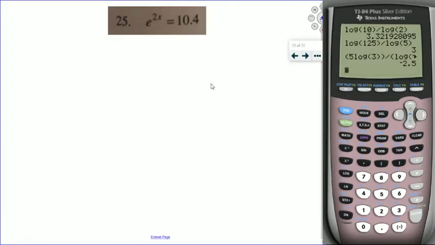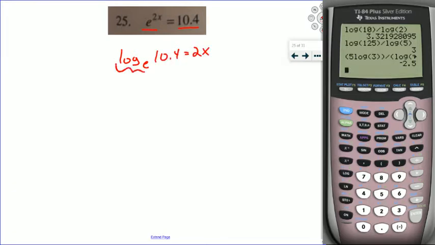All right, next we have e to the 2x equals 10.4. Since we have only one logarithm this time, only one of the terms has a variable exponent, we can just get the term that has a variable exponent on one side by itself, and then all the numbers on the other side. We have that right now, so we can then rewrite this as a logarithmic statement. So we have log base e of 10.4 equals 2x.